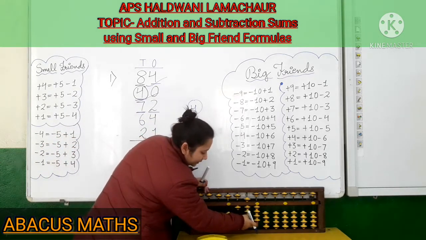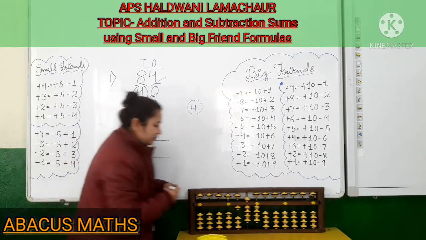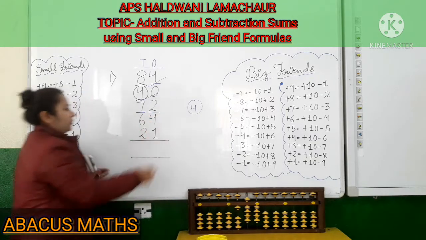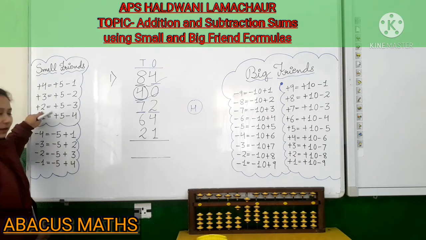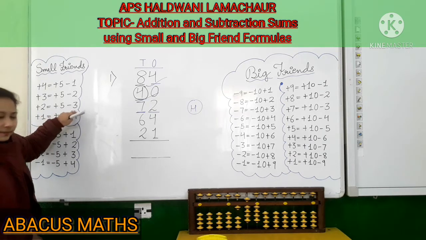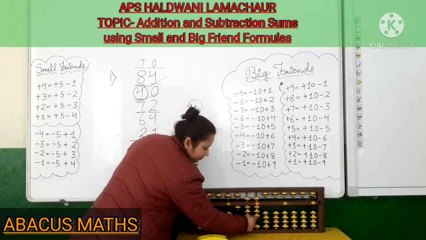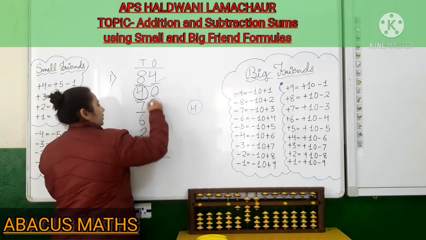Now next add 2 in 1 slot. Now you can see kids that 2 bead is not there for adding 2. See 4 we have added. Now for adding 2, take the help of small friends. Now for adding 2, what is the formula? Plus 5 minus 3. Do there. Plus 5, minus 3 and 2 is added.